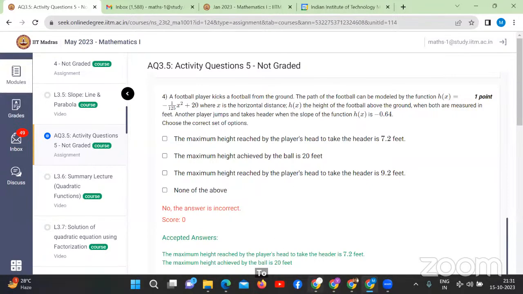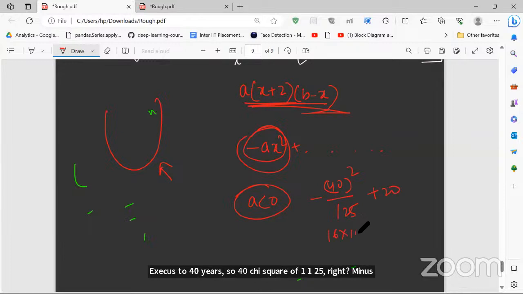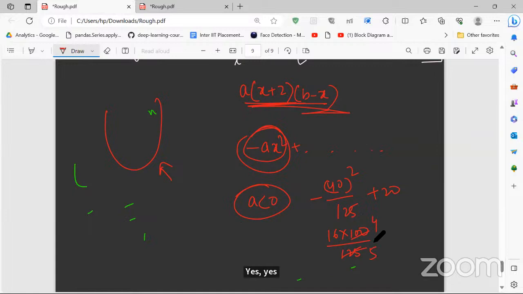See, if you are putting the value of x equals 40 here, so 40 squared over 125, right? Minus, yes. Plus 20. So 16 into 100 by 125, right? Yes. So you're getting 4 upon 5, 64 upon 5. So that is 12.8. So minus 12.8 plus 20. So you are getting 7.2, right? Oh yes, okay, correct sir, no problem, thank you sir.